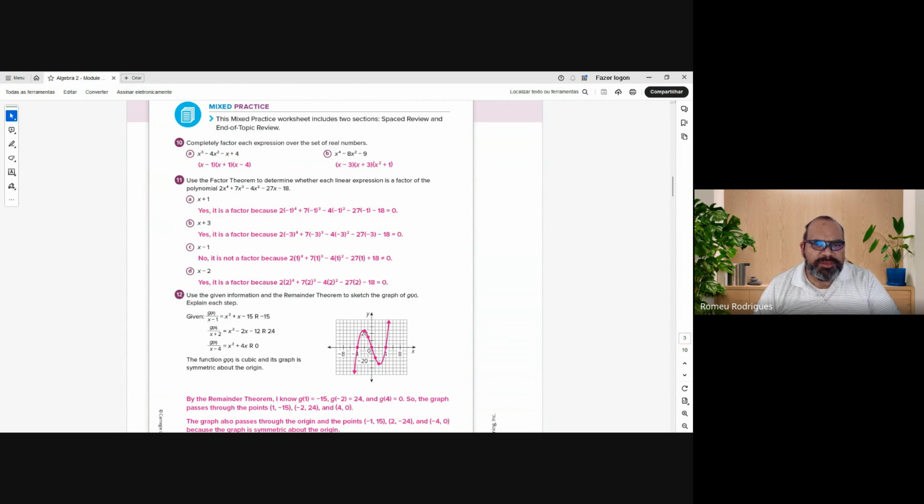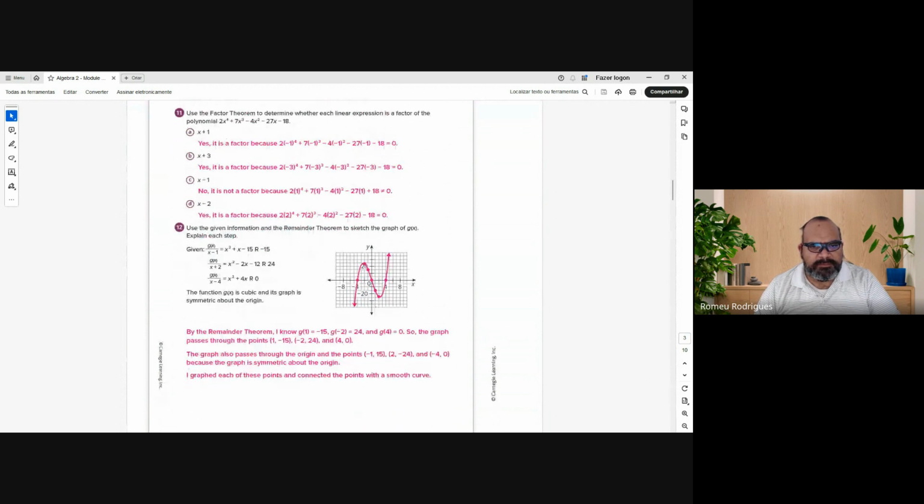Use the factor theorem for each one to check if it's a factor or not. Just solve for 0: negative 1 equals 0, yes; equals 0, yes; equals 0, no; equals 0, yes. Okay, then it's a factor. Number 12, the remainder problem. I think you remember, just divide here and you see what the remainder will be, and you can recognize how to solve this thing here.